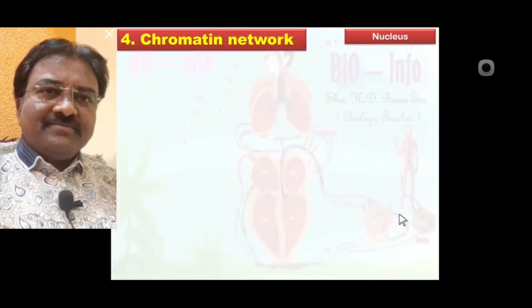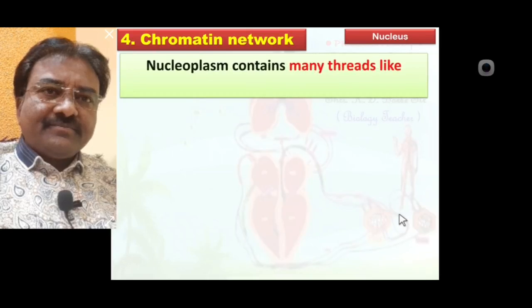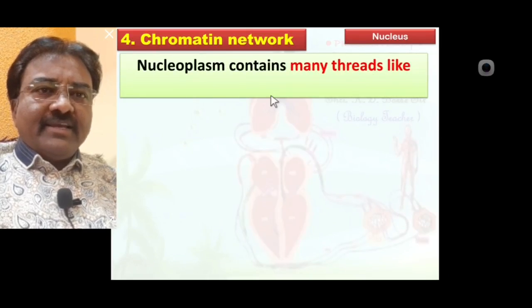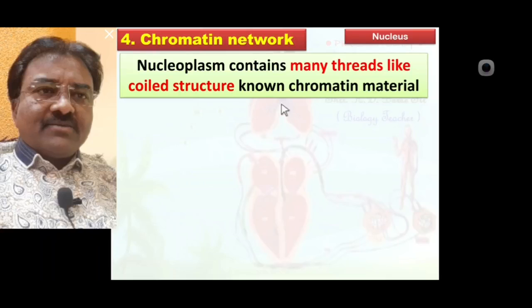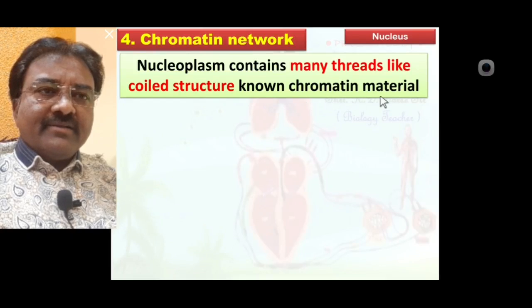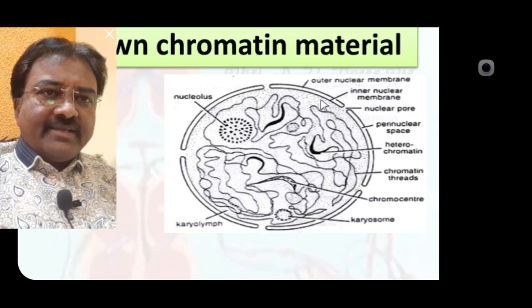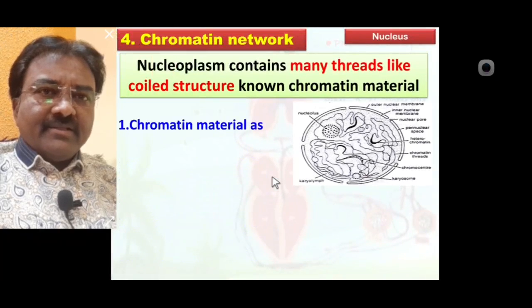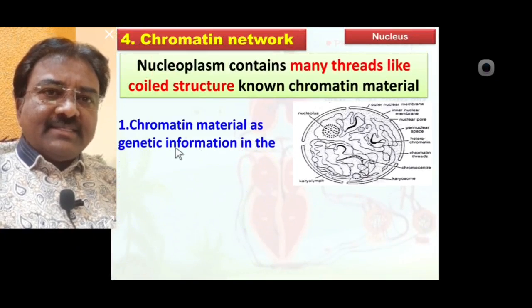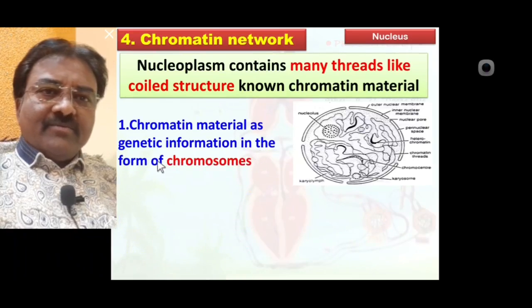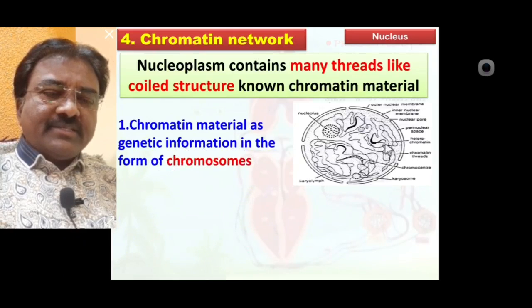Now we learn about the chromatin network, the fourth part of the nucleus. What is the chromatin network? Nucleoplasm contains many thread-like coiled structures called chromatin material or network. See here, the chromatin network inside the nucleoplasm, the thread-like network seen inside the nucleoplasm, called chromatin material or chromatin network. The chromatin network has genetic information in the form of chromosomes, meaning such thread-like chromatin material is called chromosomes.